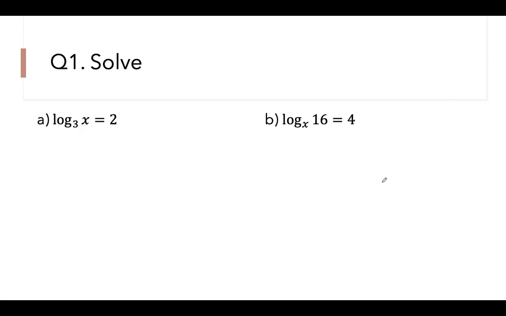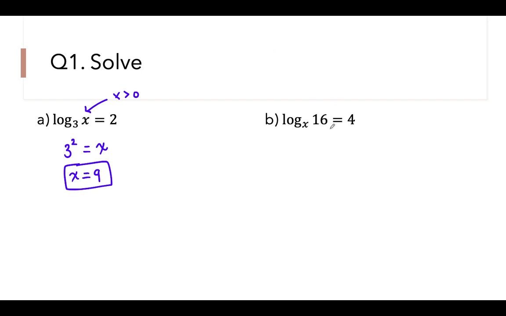Question 1. So we're solving. First, we're given one single log, which is fine, and we're going to change it into exponential form. 3, the base of 3 squared is equal to x. So x is equal to 9. Now keep in mind from the previous slide, we said that x has to be greater than 0.